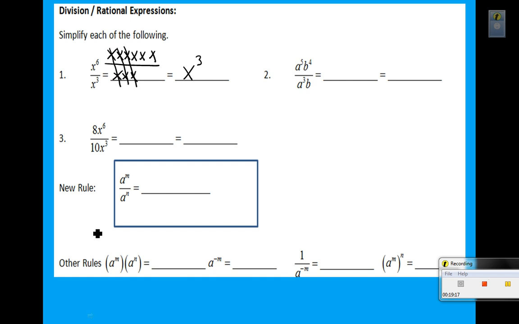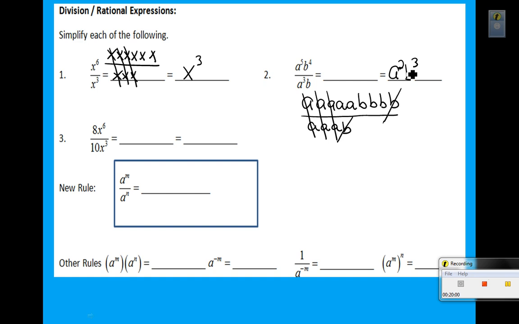Let me look at a to the 5th, b to the 4th over a cubed, b to the 1st. Well, that means I'm going to write it down here. I'm going to have 5 a's on top and 4 b's. And on bottom, I'm going to have 3 a's and 1 b. Well, check out what I can do. I can take away that a, and that a, and I can cancel out one of these b's. So I'll cancel him and him. Hey, look what's left, though. I've got an a squared and a b to the third.